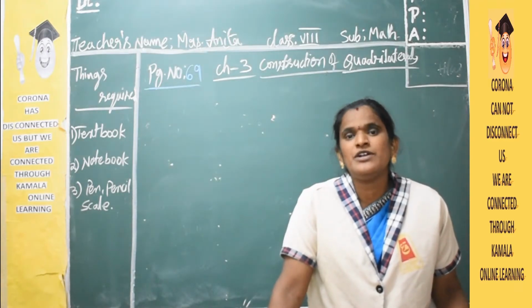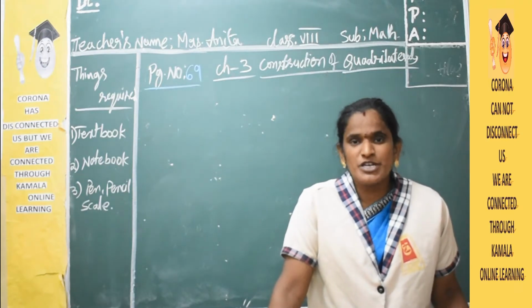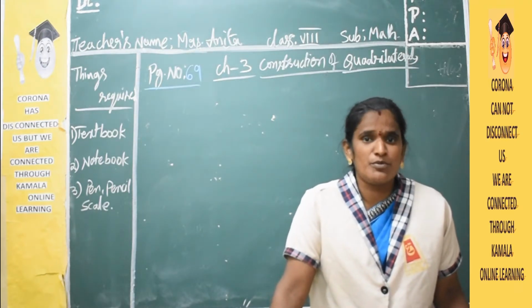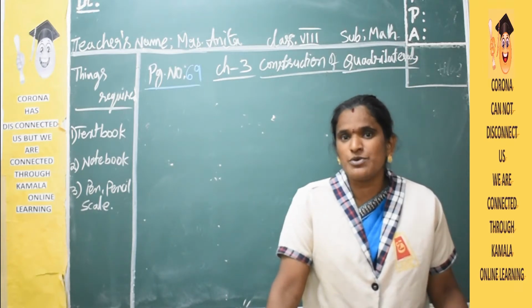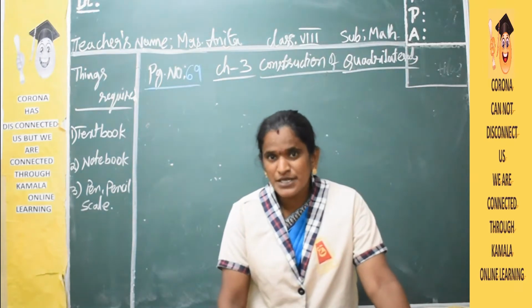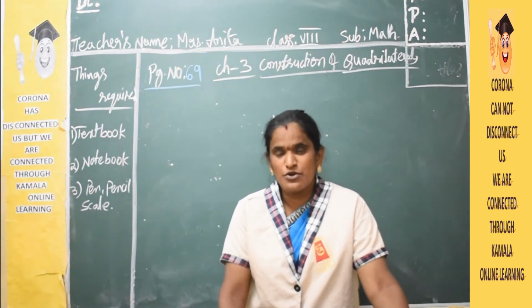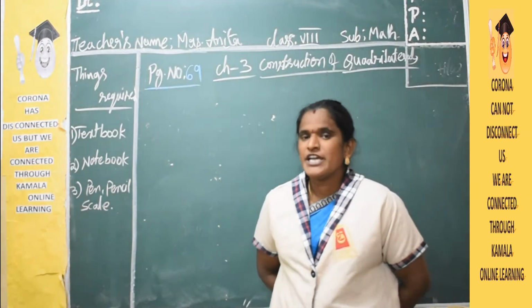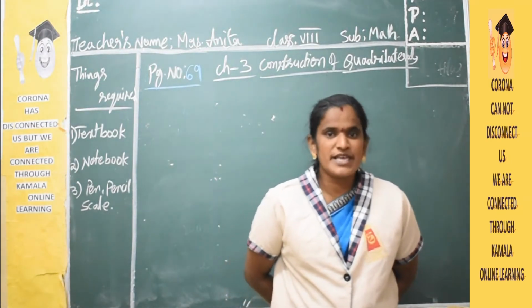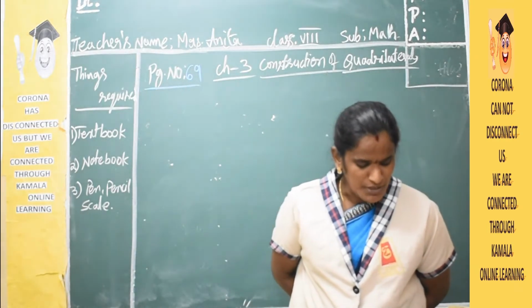And everyone be ready with your geometry box. In this chapter, geometry box is the most required thing. Yes. Without geometry box, we can't do any single problem. So that's the reason everyone be ready with your geometry box, pencil, eraser. Now textbook. Open your textbook. That is page number 69, children. In that page number 69, what is there? Exercise 3.2 is there. Now look at the problems.